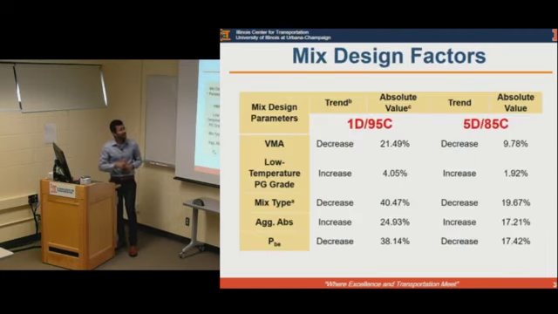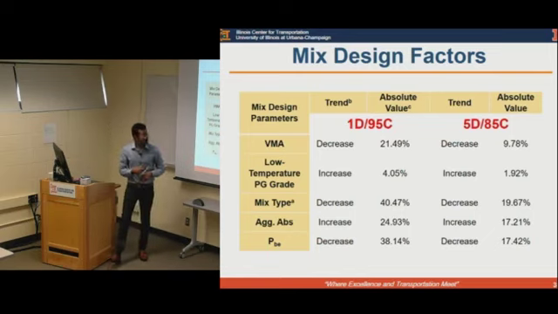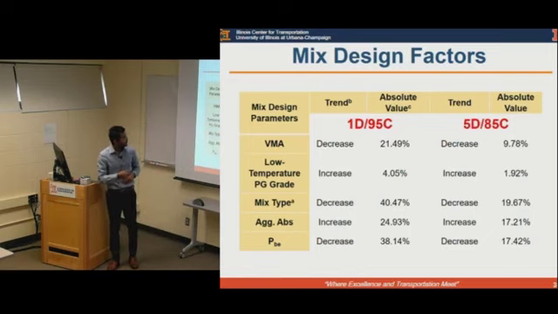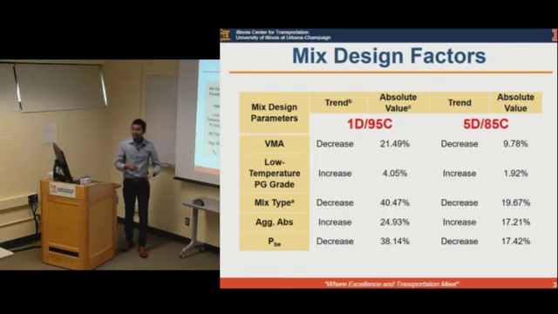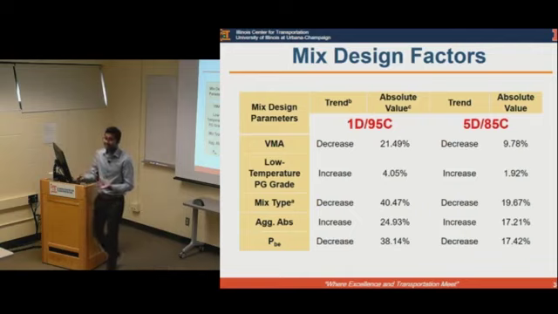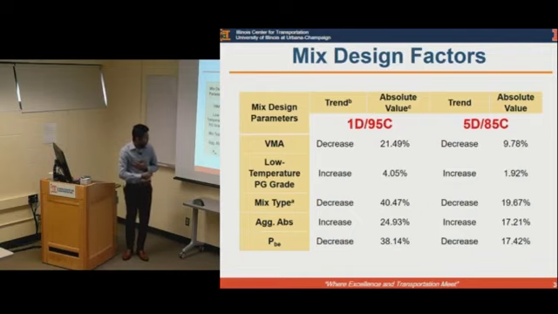Even the mix design factors were easily identified from the statistical analysis: VMA has an effect, mix type has an effect, and effective binder absorbed has an effect on the aging rate, which makes sense. The more the absorbed asphalt, the lower the aging rate, because you have a greater binder film thickness on top of the aggregates, which leads to a decrease in aging rate, which is good.